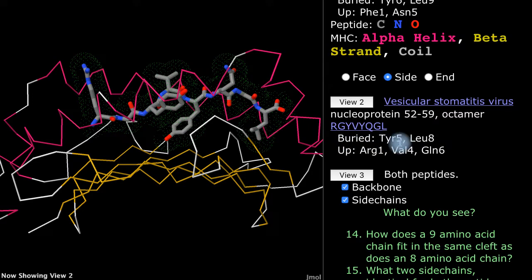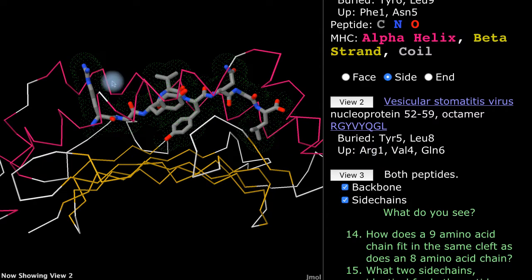Just like the previous peptide, it has a tyrosine at this position and a leucine at the end here. These fit into anchor residue sockets formed by this particular MHC class 1 allele with highly conserved amino acids. On the other hand, the amino acid side chains that point up, accessible to the T lymphocyte, are very different.